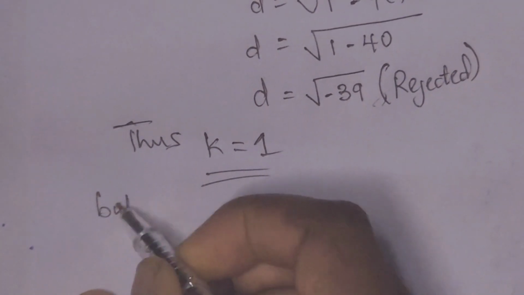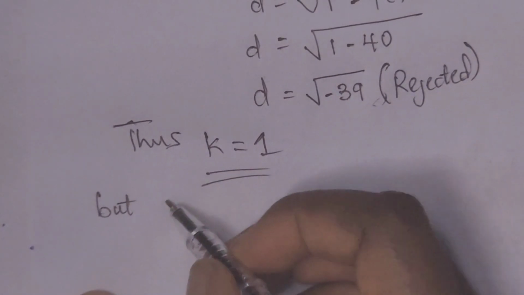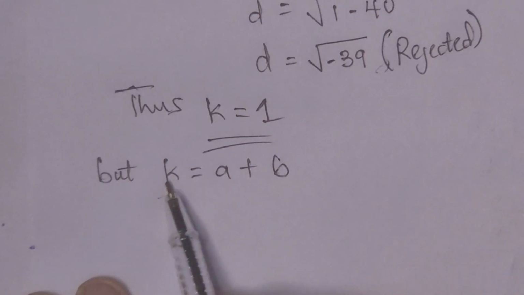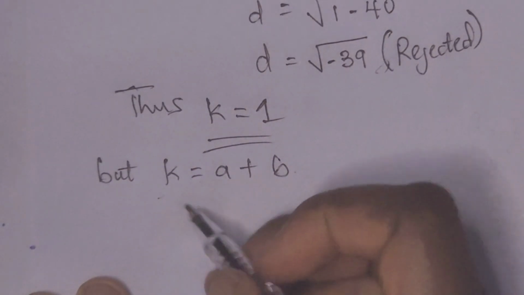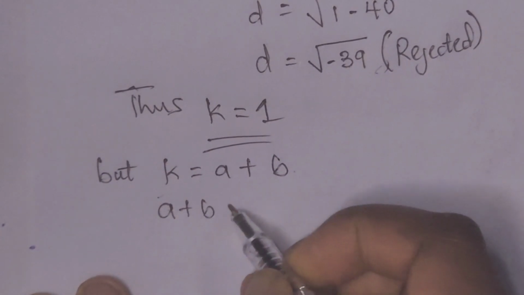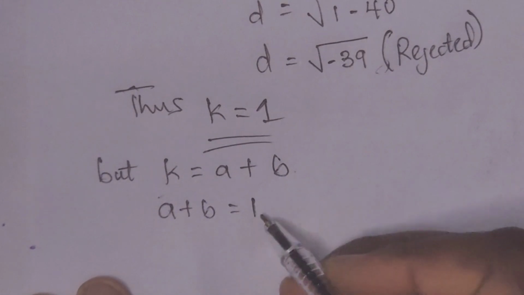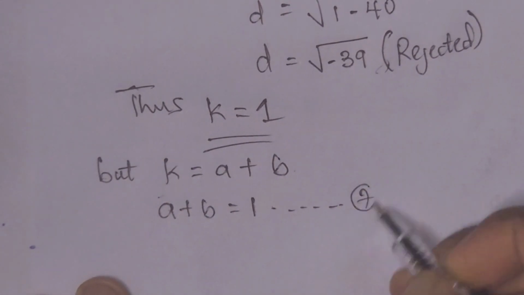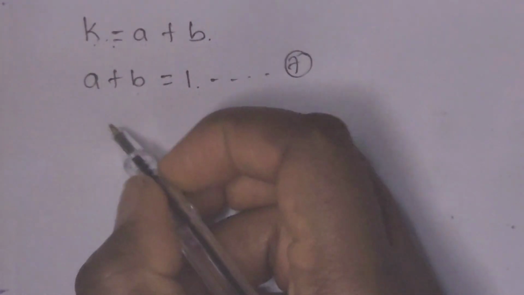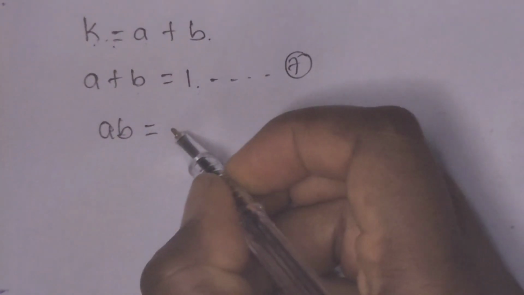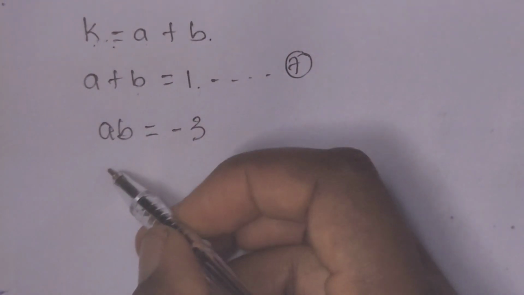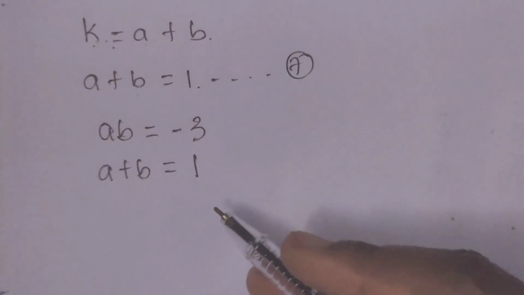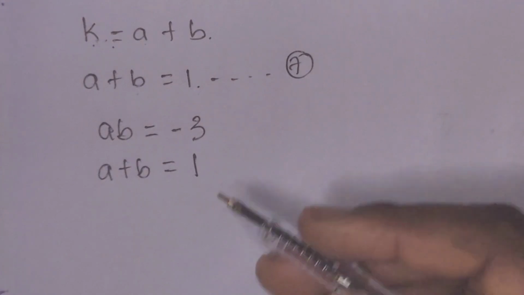But let's remember that we made k equal to a plus b. So if k is equal to a plus b, it simply means that a plus b is equal to 1, which is k. So we can actually call this equation 7. But let's also remember that we got ab as minus 3 and a plus b as 1. So we'll be resolving these two equations.